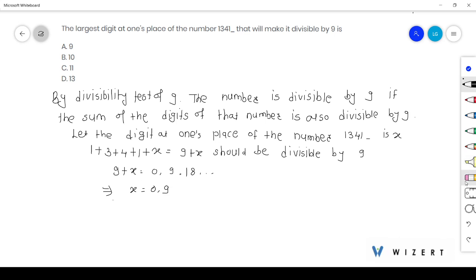So here 9 plus x will be 9, 18 and so on. So the values of x will be either 0 or 9. Among 0 and 9, the largest digit is 9.